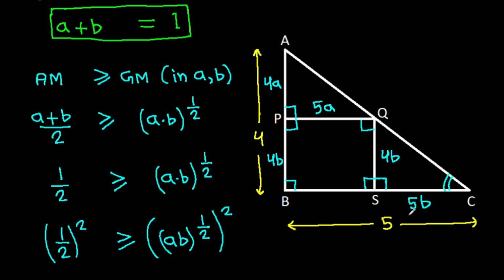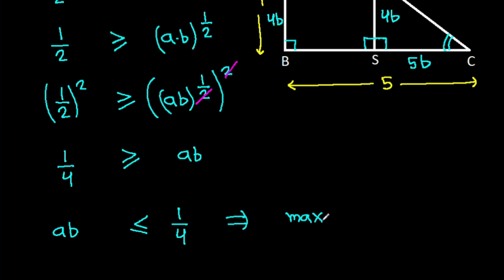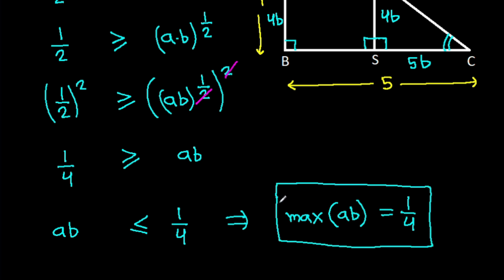Squaring, 1 over 2 square will be greater than or equal to AB, and it is 1 over 4 greater than or equal to AB. So AB is less than or equal to 1 over 4. That means the maximum of AB is 1 over 4, when A is equal to B is equal to 1 over 2.